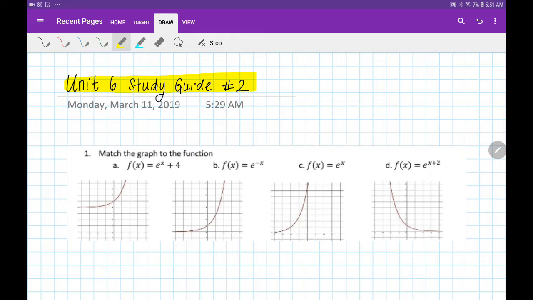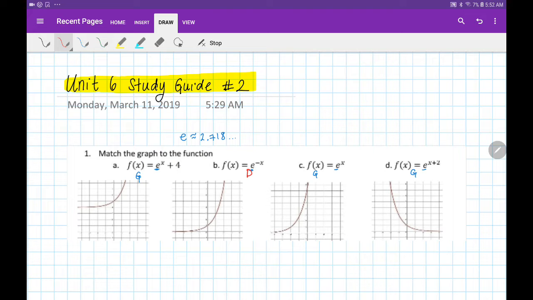Okay, match each graph. The first thing I notice is my base, which determines whether I'm growth or decay. The base in every case is equal to e, and e is approximately 2.718 something. So if my base is e, then I know that this curve is going to be growth. This curve will also be growth, and so will this one. Now, the one in the middle will be decay because notice the negative in the exponent.